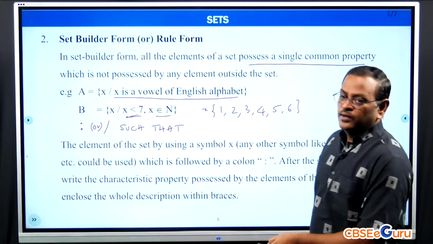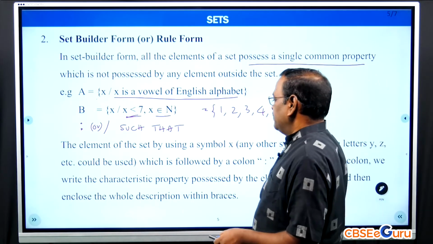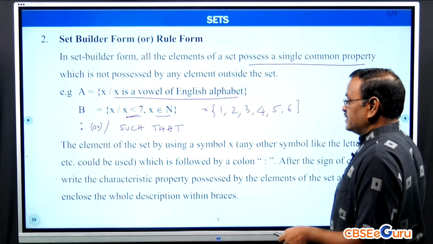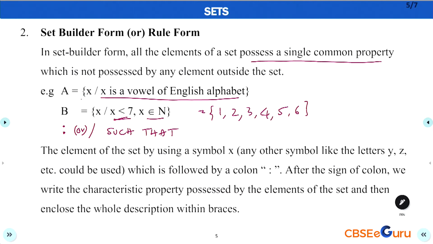And a very important note: using set builder form, the elements of a set are denoted by the symbol x or any other symbol like the letters y, z, etc., which is followed by a colon. So, colon or such that. After the colon, we write the characteristic property possessed by the elements of the set and then enclose the whole description within braces. Element, such that, property, enclosed within the braces.